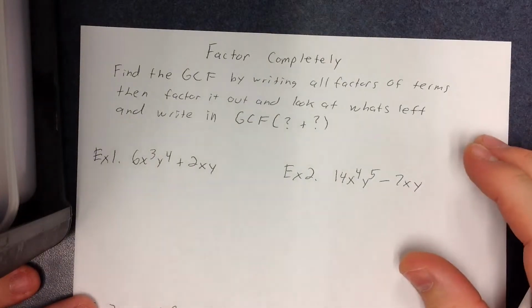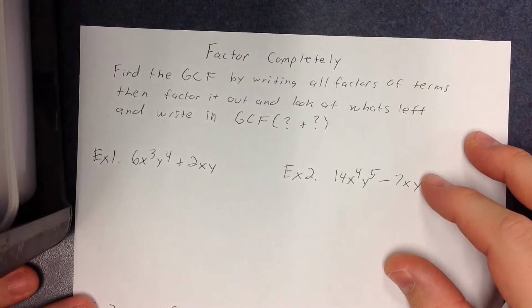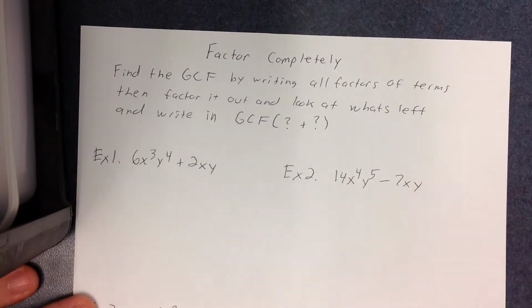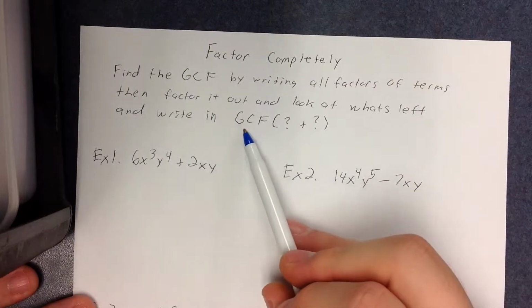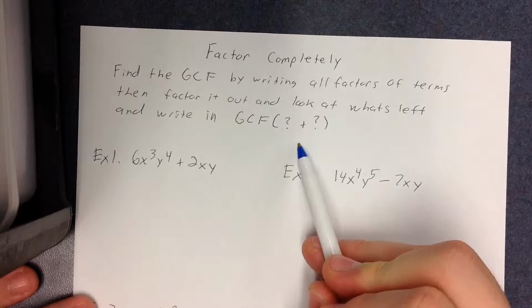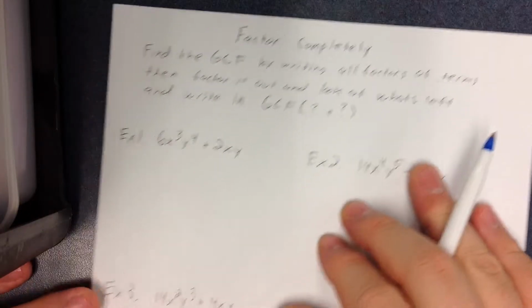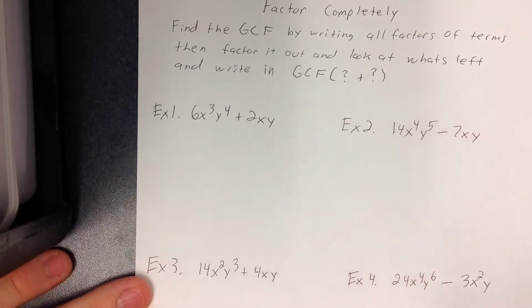Okay, we're going to talk about problems that ask you to factor out the greatest common factor, sometimes referred to as factor completely. So we need to find the greatest common factor by writing all factors of the terms, then factor it out and look at what's left. And we write it where we have the greatest common factor on the outside, what's left, plus or minus depending on what sign's in the middle, and what's left in the other term. So it sounds a lot more confusing than it is.